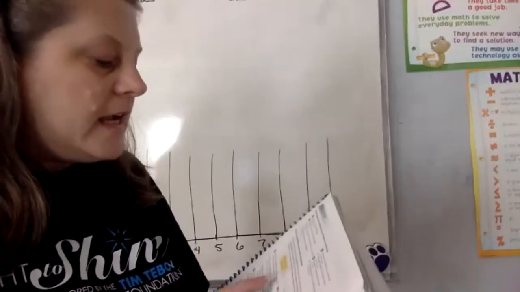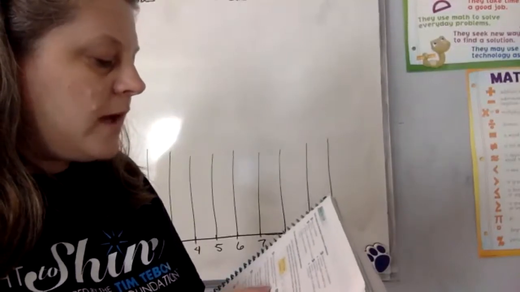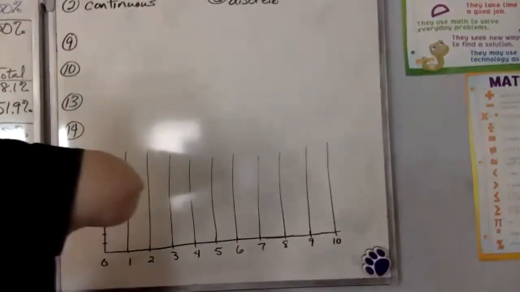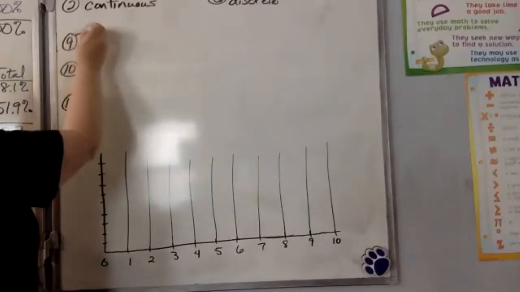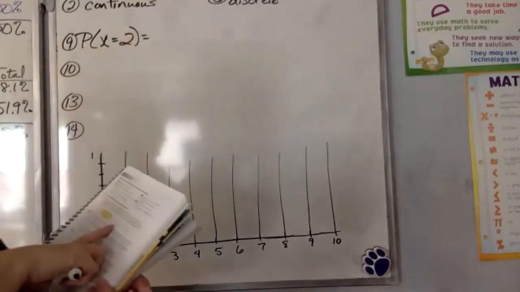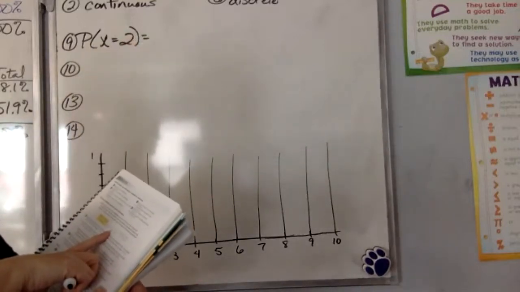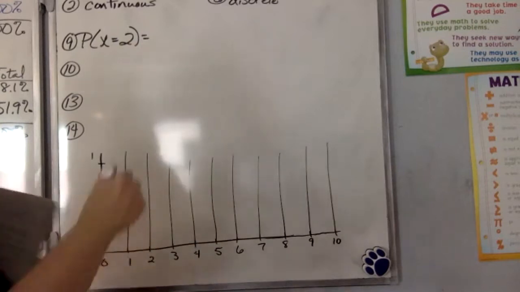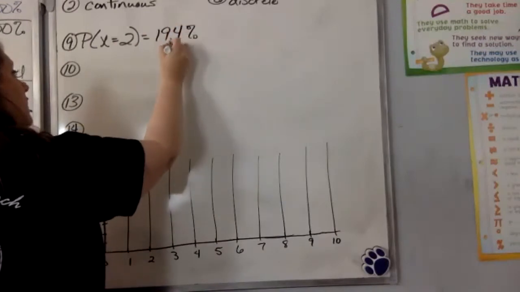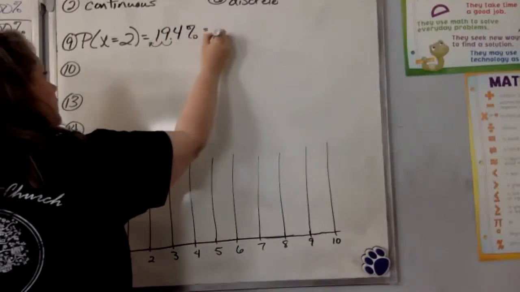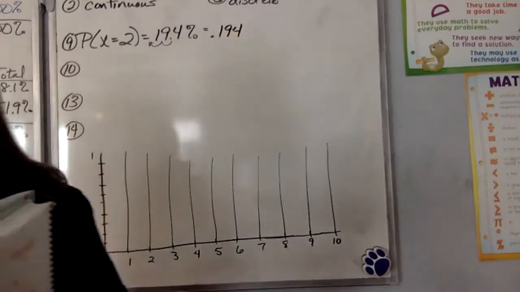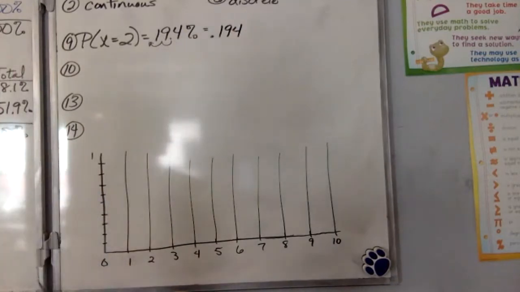So for number 9, it says, what is the probability that a household will have exactly 2 dogs? So the probability, and they use the letter X, probability that X is equal to 2. So if you look at his table, 2 dogs was what percentage? 19.4%, but we move our decimal back 2 places, so it's 0.194. So that is the probability that the household has exactly 2 dogs.